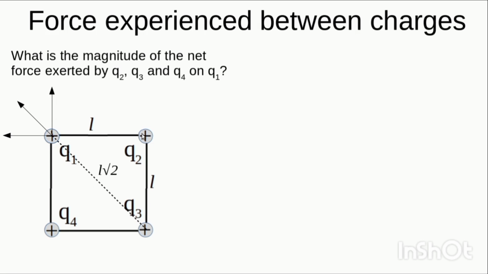So we're asked to find the resultant force acting on charge 1 for this system. In so doing, the force between two charges is given by F equals K Q1 Q2 all over R squared. So the force of charge 2 on charge 1 is given by this, where you have Q squared over L squared, multiplied by K.